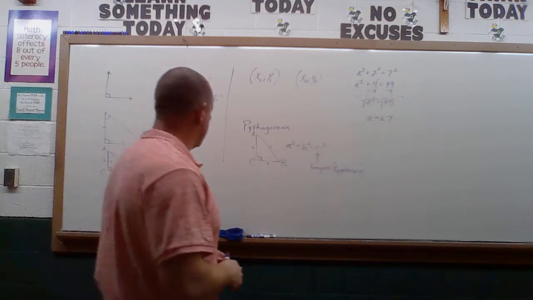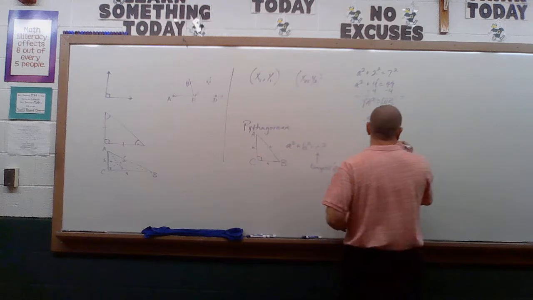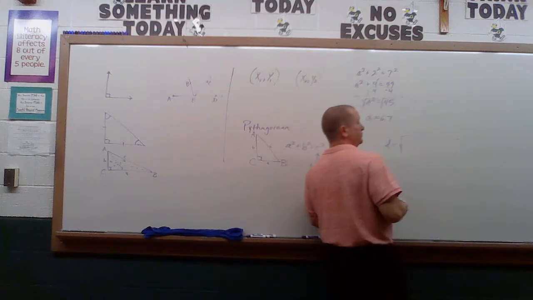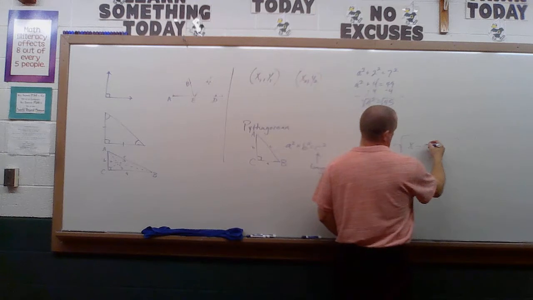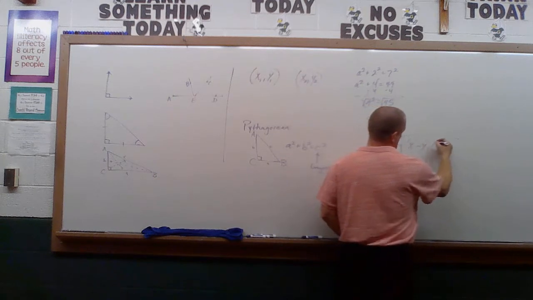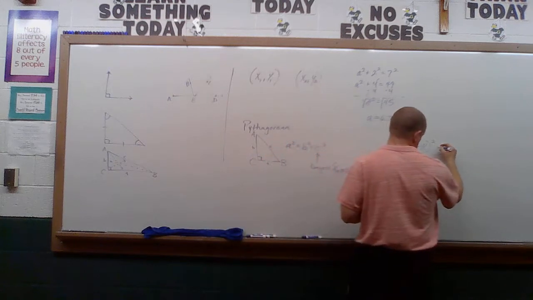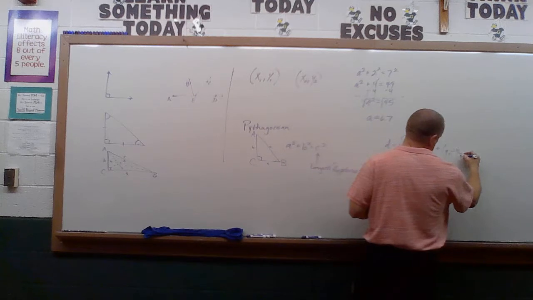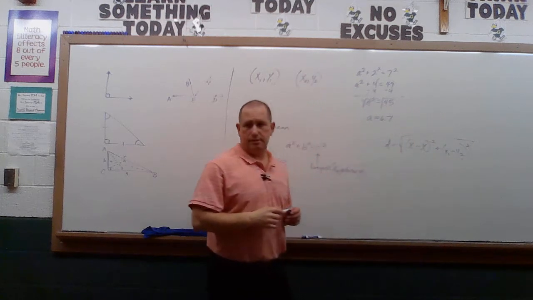All right, so the next one was the distance formula. What do we got? D equals what? X one minus X two, squared. Plus Y one minus Y two, squared. And it's all square rooted.